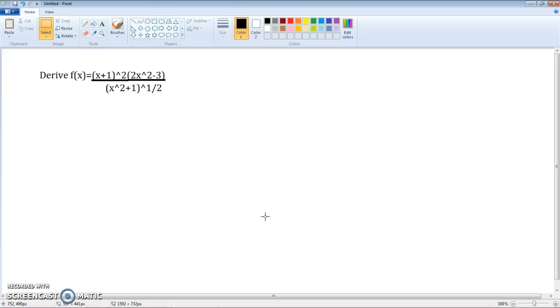So I'm going to show this to you for this equation. I'm going to find the derivative of f of x is equal to (x plus 1) quantity squared times (2x squared minus 3) all over the square root of x squared plus 1.